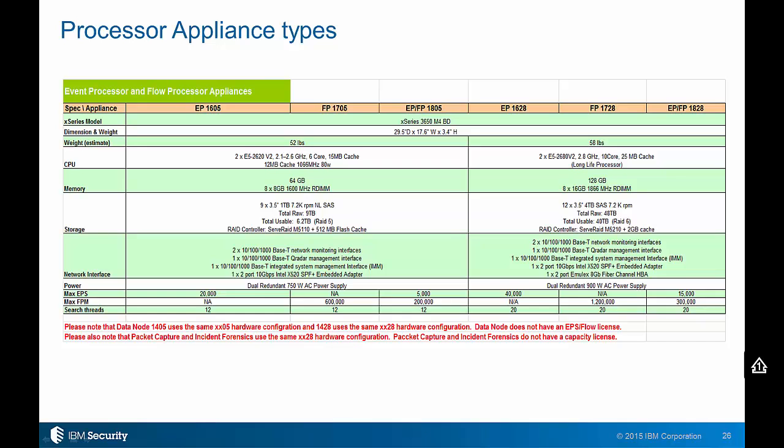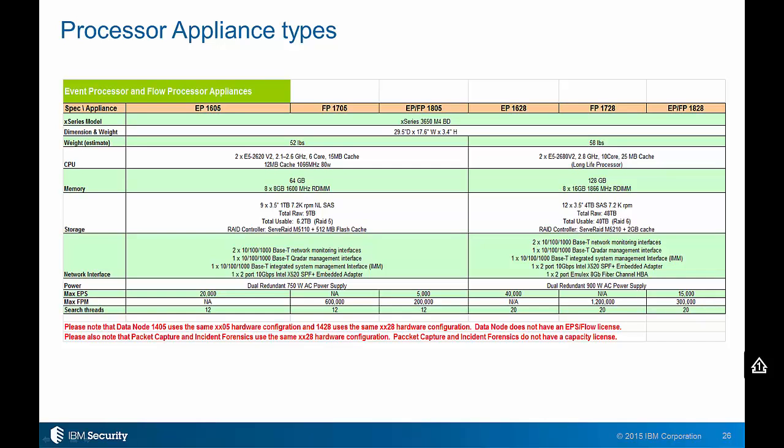16XX indicates that the appliance is an event processor. 1605 appliances can handle up to 20,000 events per second, and 1628 appliances can handle up to 40,000 events per second. 17XX appliances indicate that they are flow processors. 1705 appliances can handle up to 600,000 flows per minute, and 1728 up to 1.2 million flows per minute.